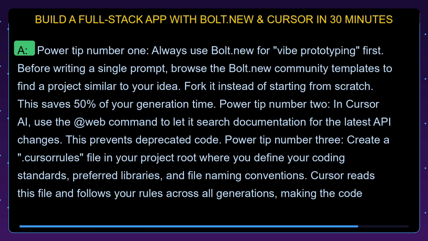Power tip number 2. In Cursor AI, use the @web command to let it search documentation for the latest API changes. This prevents deprecated code. Power tip number 3. Create a Cursor rules file in your project root where you define your coding standards, preferred libraries, and file naming conventions. Cursor reads this file and follows your rules across all generations, making the code consistently yours.